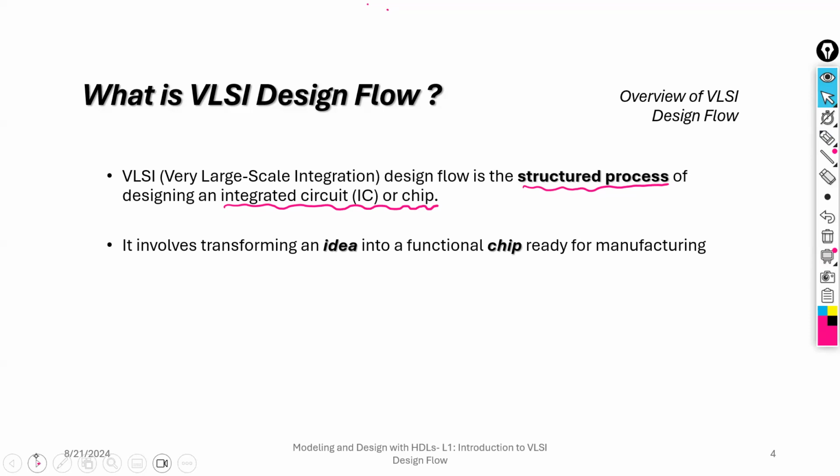It involves transforming an idea into a chip. It must be ready for manufacturing. Okay. It's all about translation from idea to the chip. In order to make any kind of chip, we start with some kind of idea. From there, the end product should be an integrated circuit or an IC or a chip. Okay.